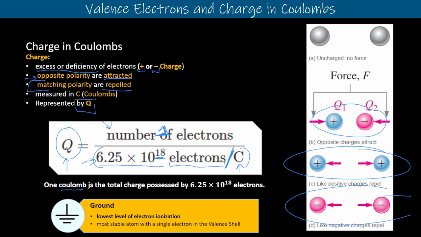So that just means that one coulomb of charge is the total charge possessed by 6.25 times 10 to the 18 electrons. It's a lot of electrons. That's why we're going to represent it with this charge, Q. It's going to make it a little bit easier for us to hold on to.